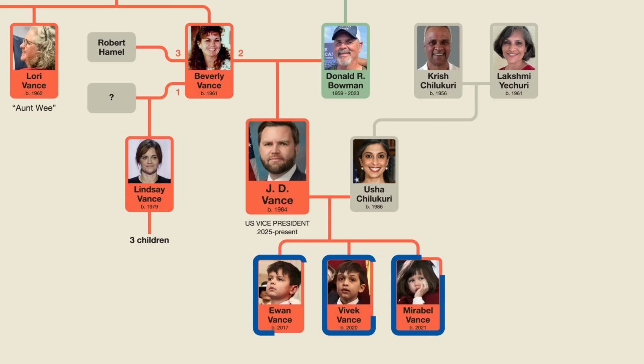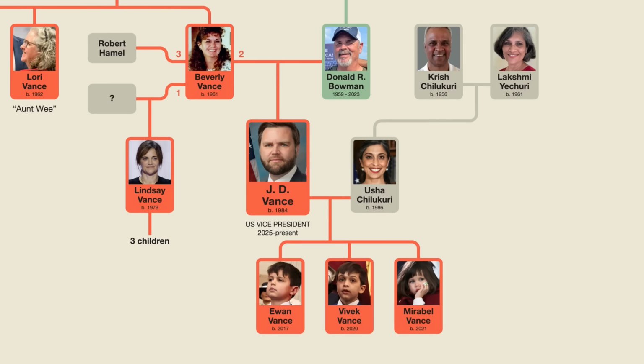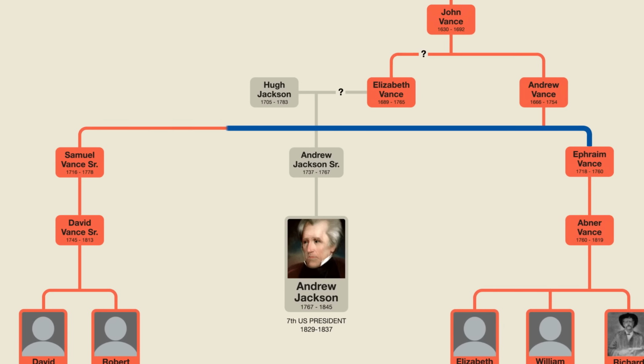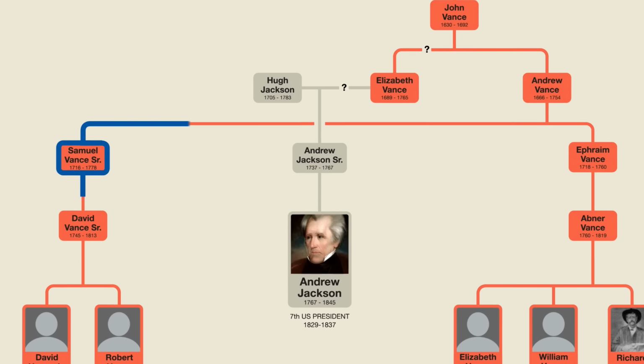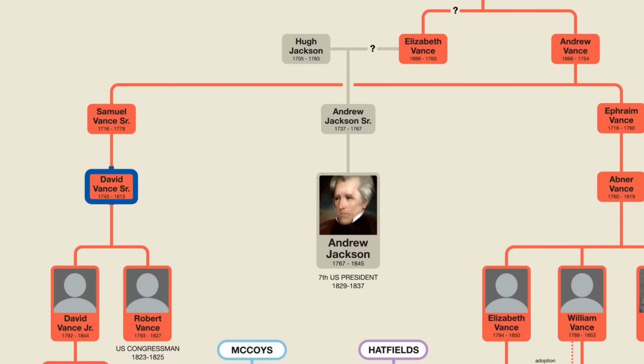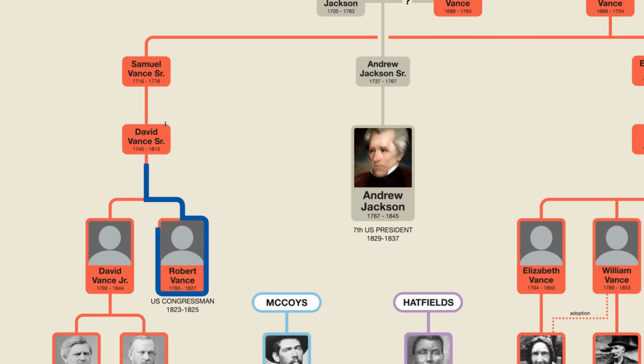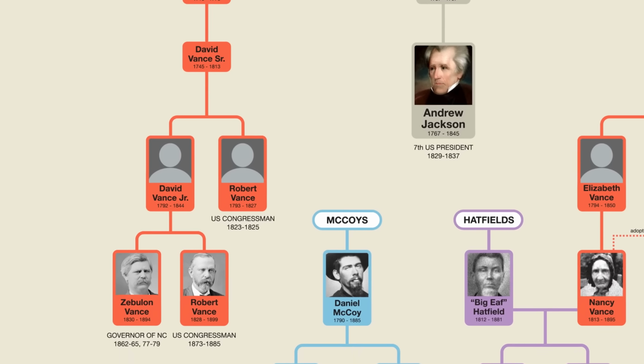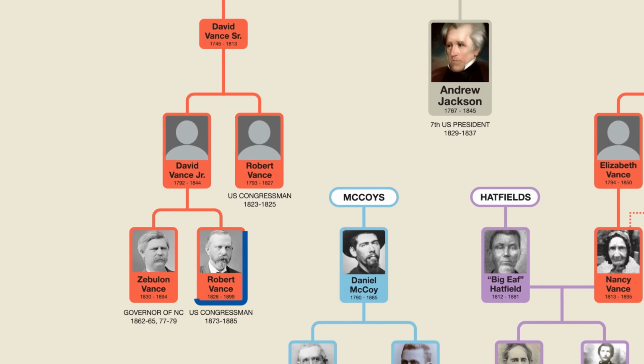Now, before I look at JD's father's side of the family, let me point out a few other Vances that JD is distantly related to. If we go all the way back to Ephraim Vance, you'll see that he had a brother named Samuel, who had a son named David Sr., who had a son named Robert. That Robert served as a U.S. congressman, as well as one of his nephews, who was also named Robert.